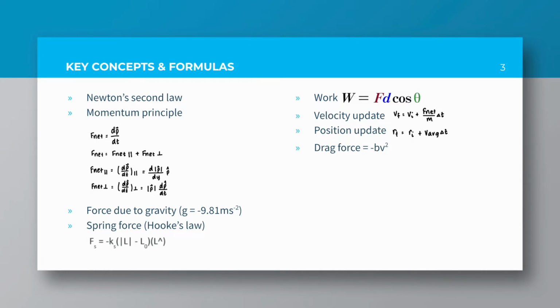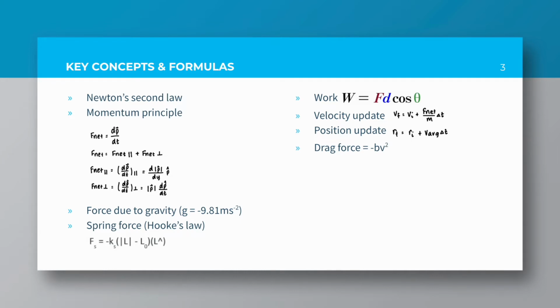So here are some of the key formulas that I use in my lab. I'll be using these in the computational model to predict the object's position and velocity as a function of time. The velocity update formula calculates final velocity, given initial velocity, net force, mass, and change in time. The position update formula calculates final position, given initial position, average velocity, and change in time.